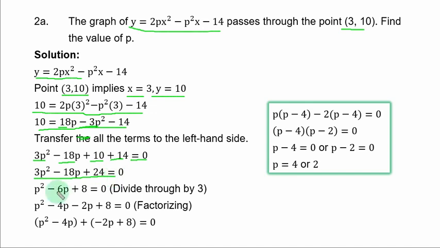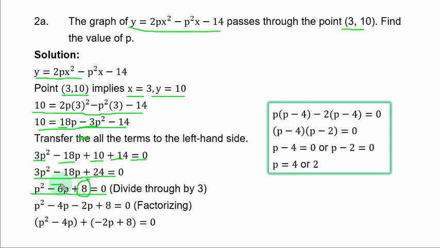3 is common, so you have p squared minus 6p plus 8 equal to 0. Next thing is to factorize. To factorize, look for two factors of 8 such that the sum is minus 6 in p and the product is 8. Such factors must be minus 4, minus 2.